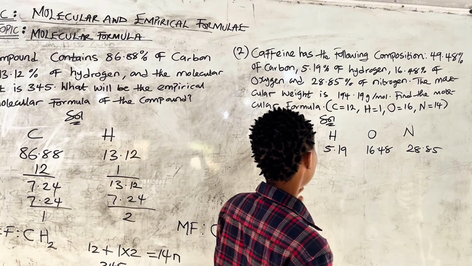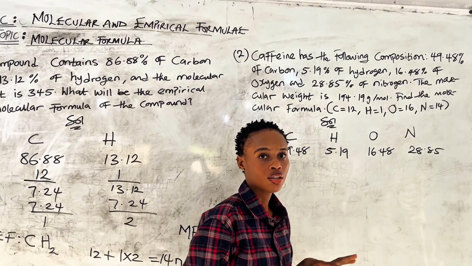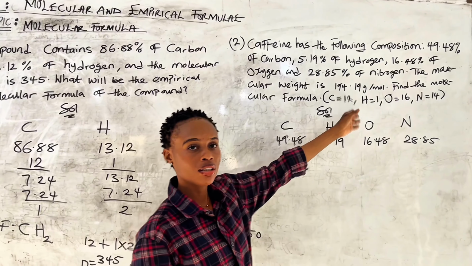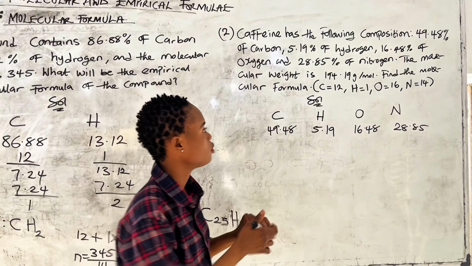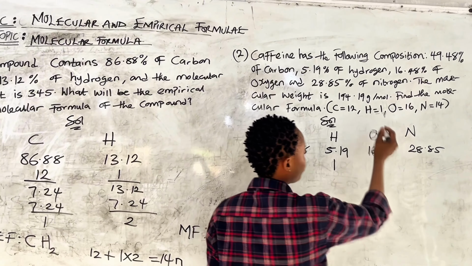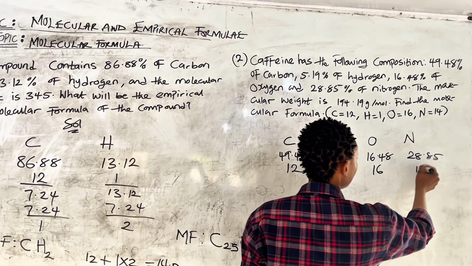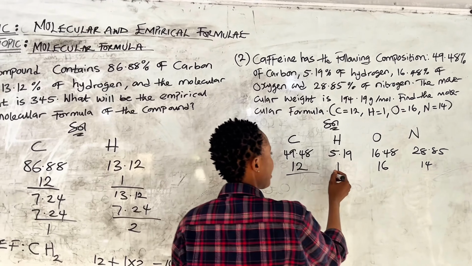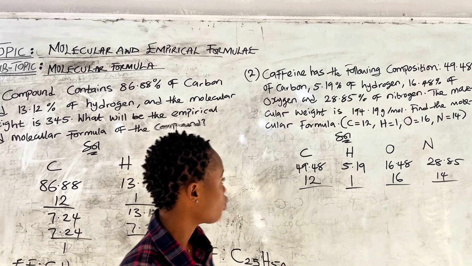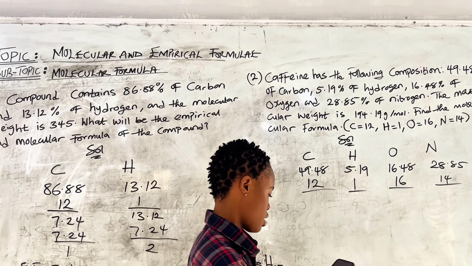Now the next thing is to write what? The mass number. So please, not atomic number, mass number. But for this question, we're giving mass numbers in a bracket, so we appreciate that. So carbon is 12, hydrogen is 1, oxygen is 16, nitrogen is 14. Please learn your mass numbers. So we're going to be dividing this very quickly.